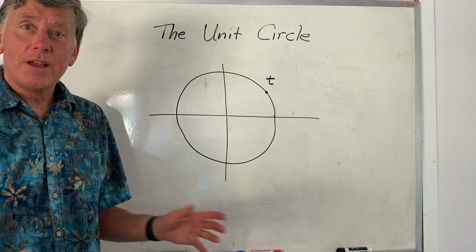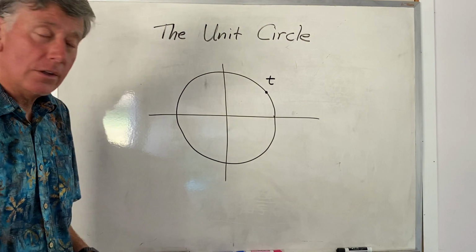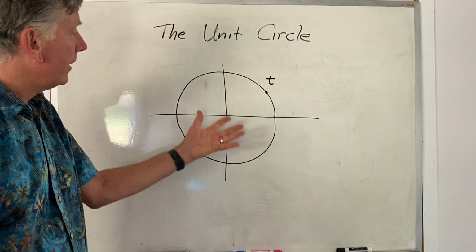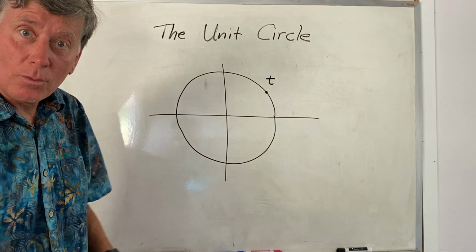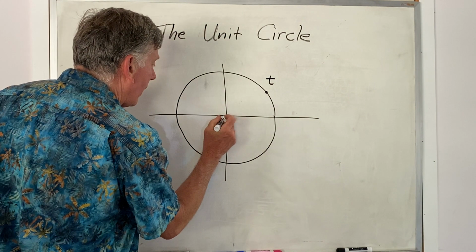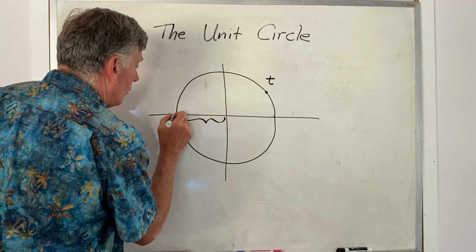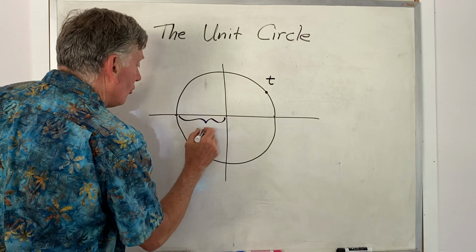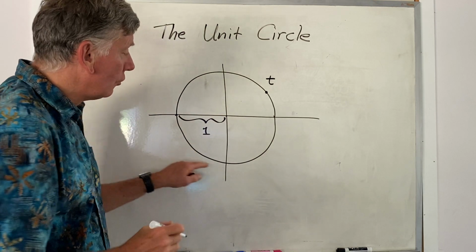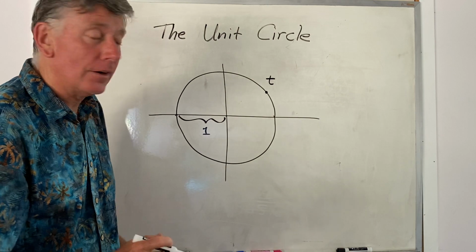Okay, now it's time for a little bit more on the unit circle. I've drawn it. Remember, the radius is 1. So this distance right here to this point right here from the origin is 1. And that's true for every point on here.